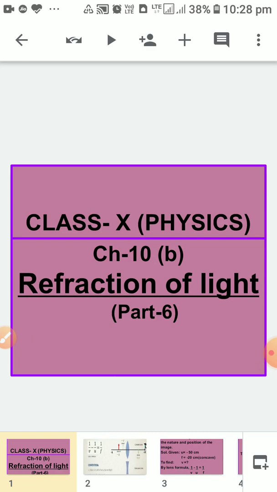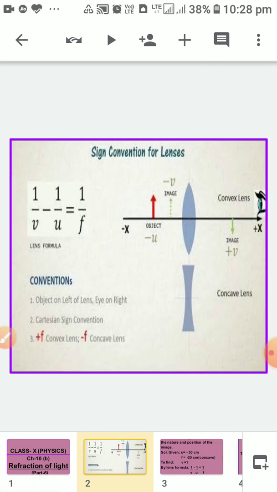This is the sixth video based on the chapter Refraction of Light. And today we will be having some numericals. Today you will learn numericals which are based on the lens formula. First, I am telling you the sign convention for lenses.